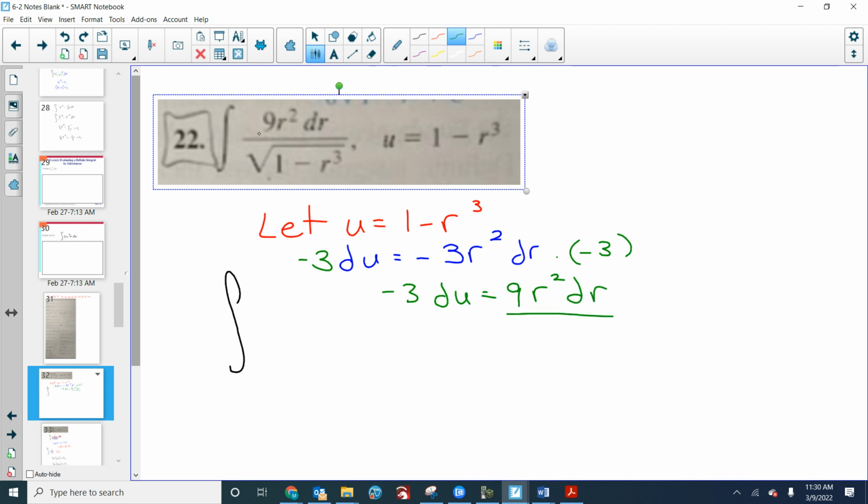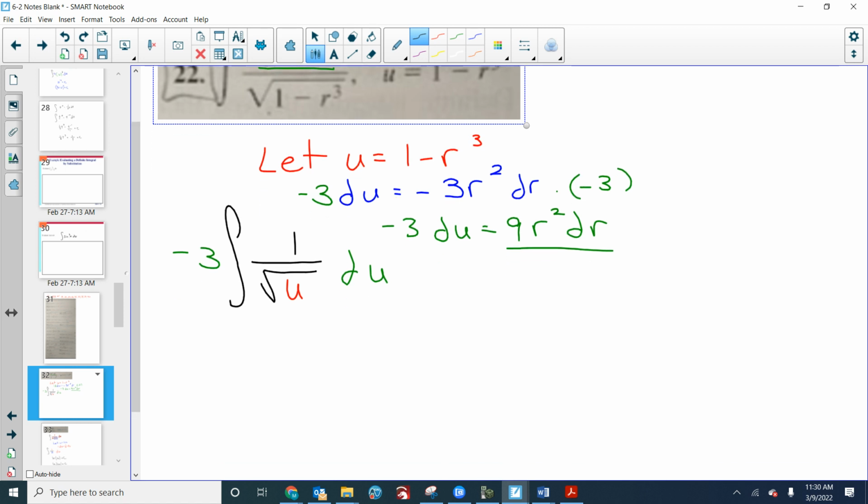That matches that. So what's going to replace that? A negative 3 du. Careful, I have a fraction bar. I have a square root in the denominator. What goes under that square root? A u. What's our placeholder? You could have put the negative 3 up top. You could have, that's fine. If you put it out front, then you have a 1 up top.